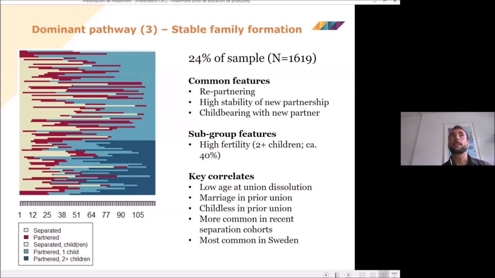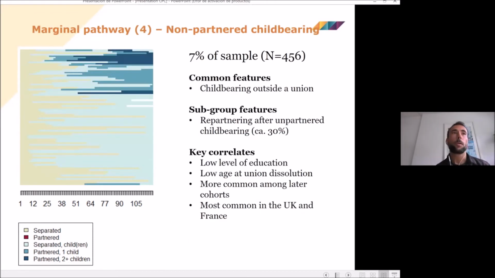And this is the last of our dominant pathways, comprises 1 in 4 individuals. It's kind of the opposite to the previous one because it features many transitions. We observe here repartnering, partnership stability, and 1 or more children with this new partner. In contrast to the previous pathway, this is more common with lower ages, marriage, childlessness at union dissolution, and it is more common in recent periods and in countries such as Sweden, which is one of the forerunners in the diffusion of union instability.